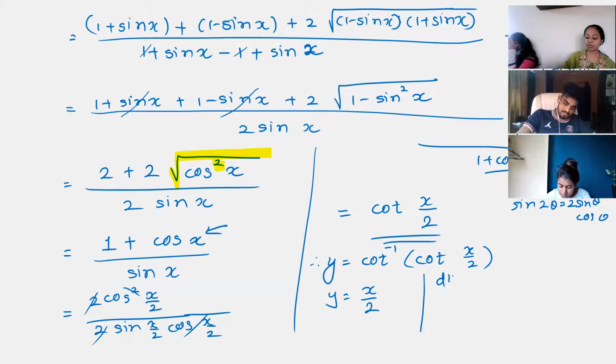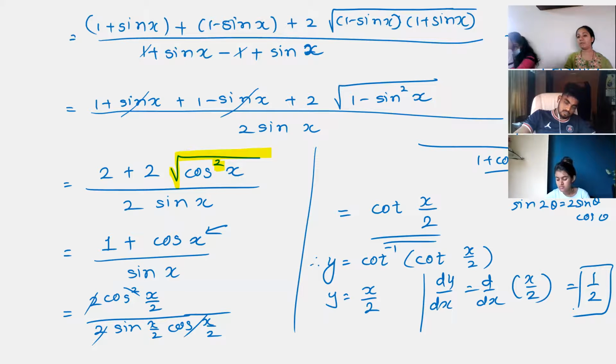Then differentiating on both sides. First, differentiation of x by 2. What is the differentiation of x by 2? Half goes outside. 1 by 2 goes outside, dx by dx. The answer is so small since we converted this angle to the smaller thing. Otherwise, it's not possible. So whenever the angle is somewhat like this kind of root and all, we have to solve it in smaller form.